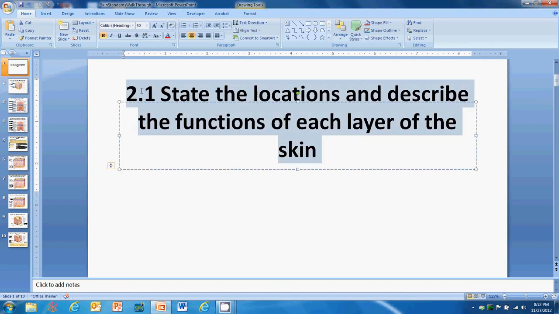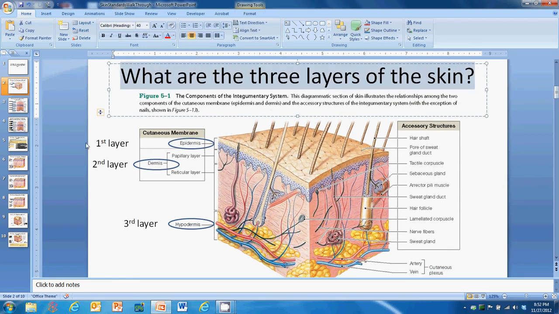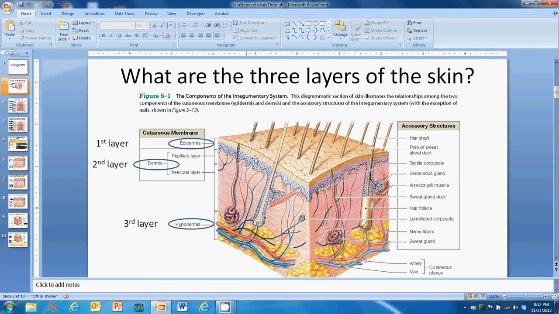So, standard 2.1 is state the locations and describe the functions of each layer of the skin. The first question is, what are the three layers of the skin? The three layers are going to be the epidermis at the top, the dermis underneath that, and the hypodermis. And we'll go into what each one is made of. But the three layers are the epidermis, the dermis, and the hypodermis.